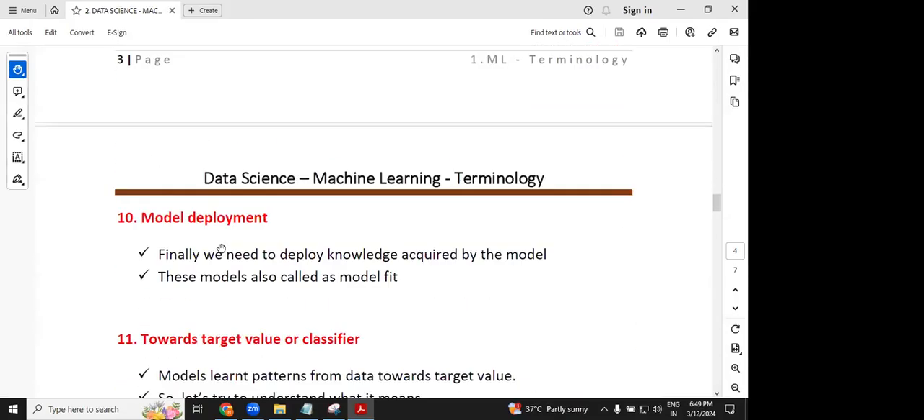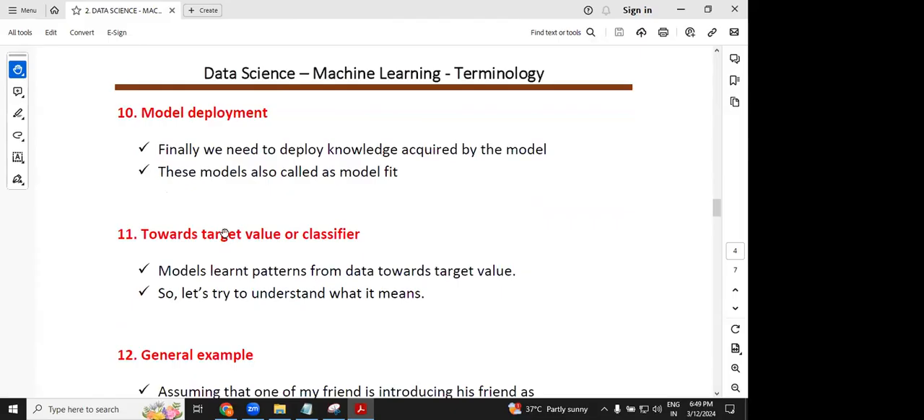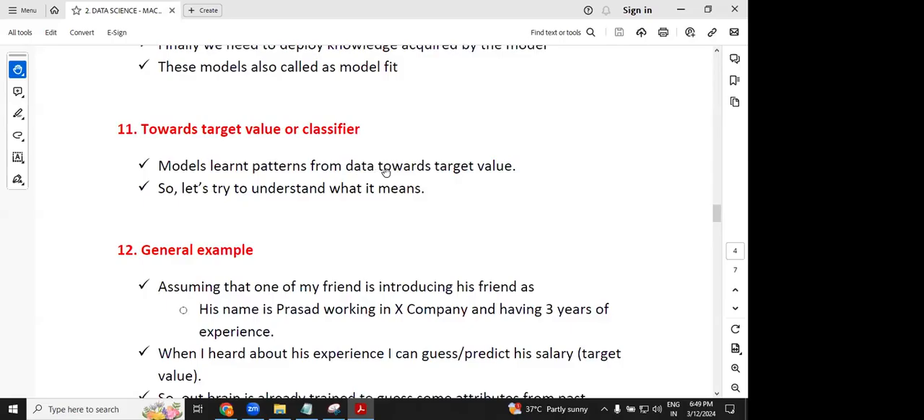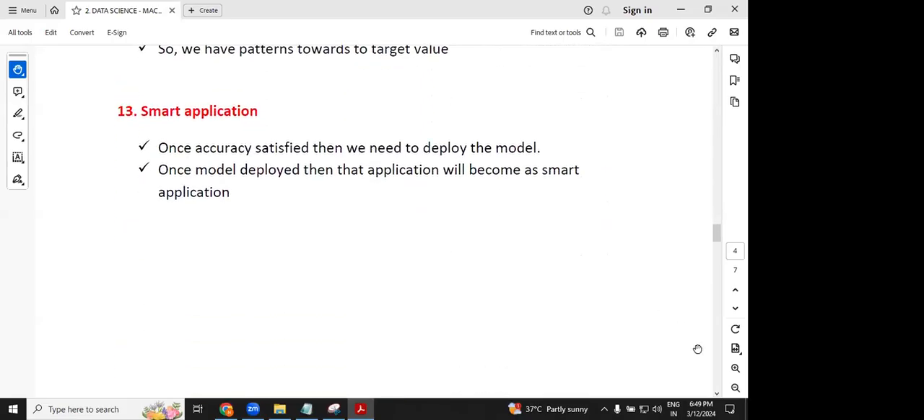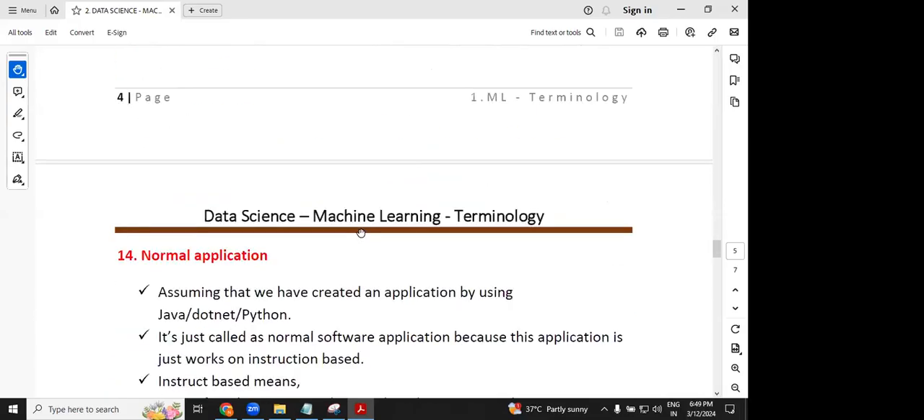Good. Now model deployment. Finally, we need to deploy the knowledge acquired by the model. Once the model has gained all the patterns, that model is called a knowledge-acquired model. These models are also called model fit. You can understand this later, don't worry. Let me stop the session, because these are all next level discussions.